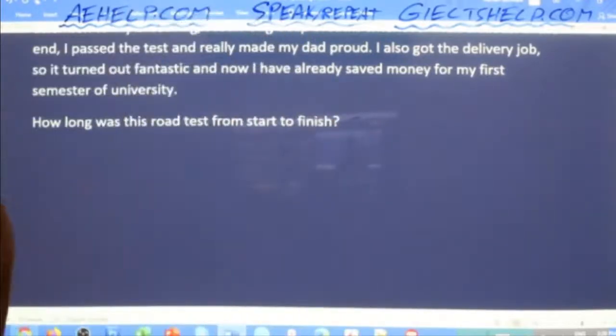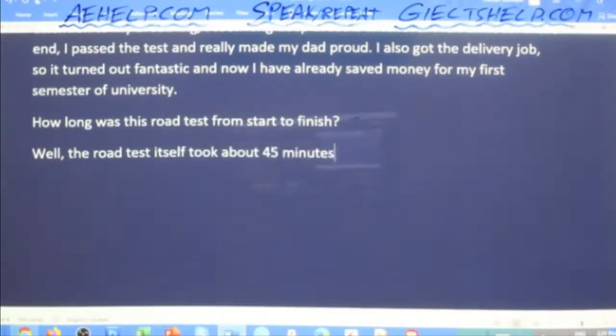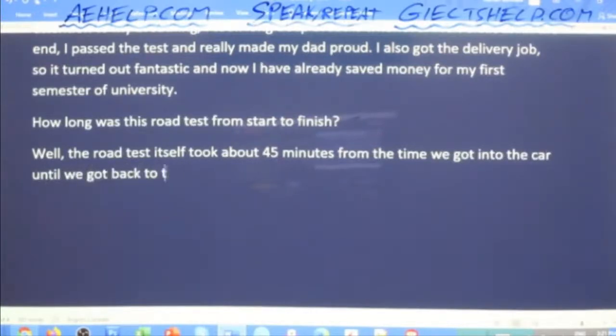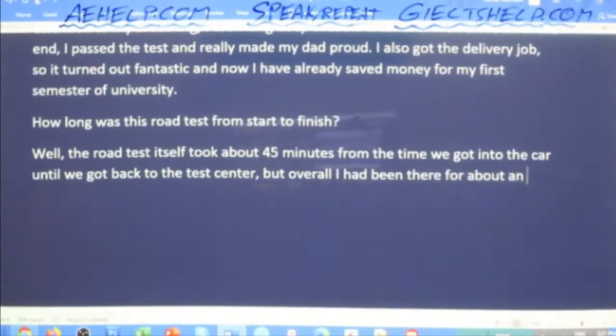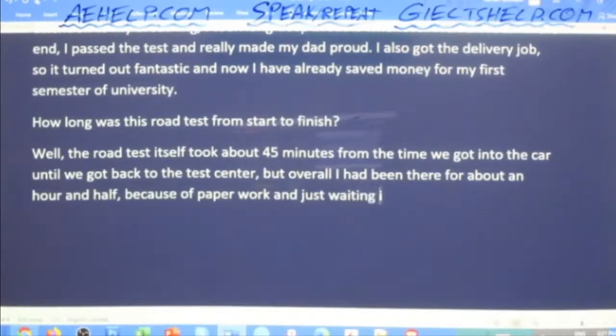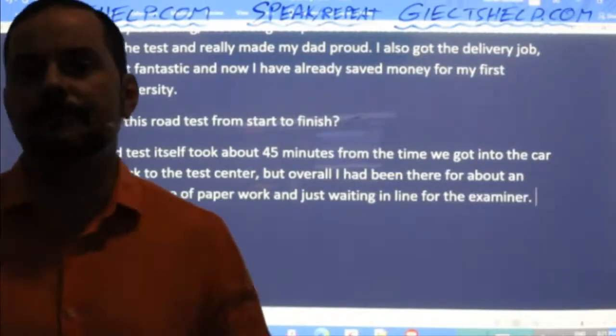So, well, the road test itself took about 45 minutes from the time we got into the car until we got back to the test center. But overall, I had been there for about an hour and a half because of paperwork and just waiting in line for the examiner. Okay, so that would be your full fluent answer.